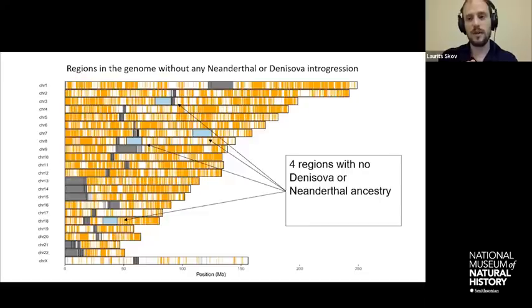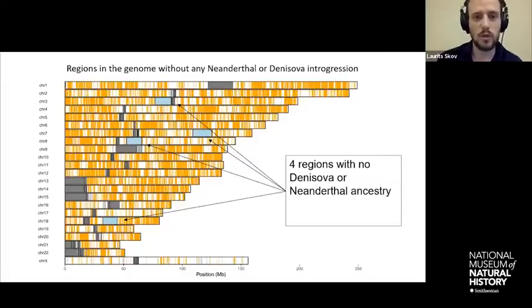And all the orange places is sort of where the puzzle pieces overlap. So all the orange is all the parts of the Neanderthal and Denisovan genome that we could assemble by studying all these modern human genomes. But it turns out that there are actually a few places where we never see any Neanderthal DNA, we never see any Denisovan DNA. And those places are highlighted here in the blue bars.